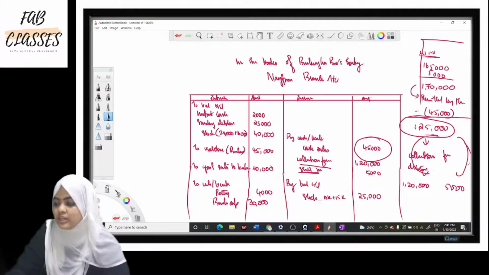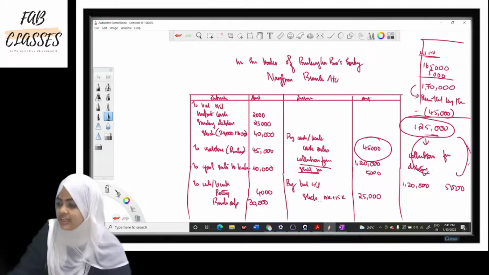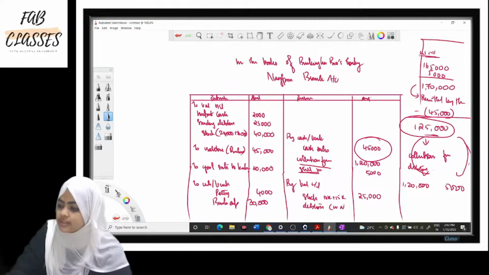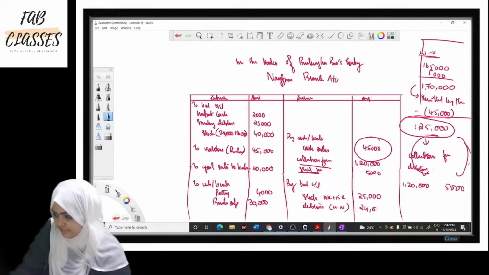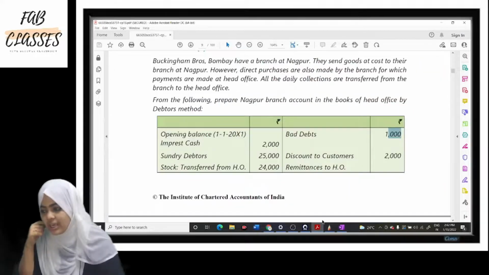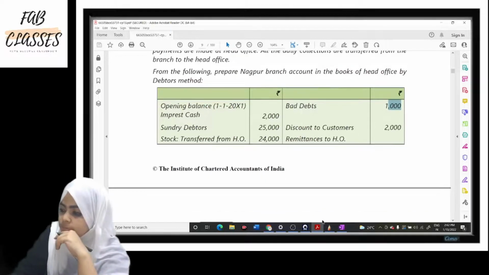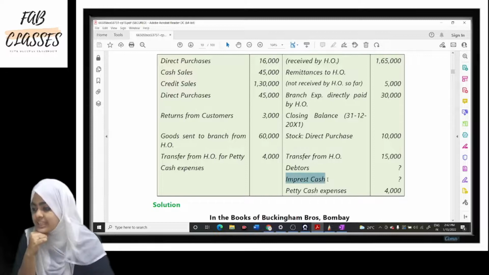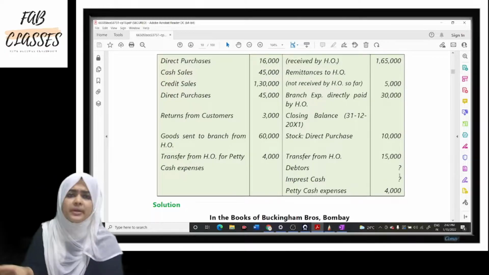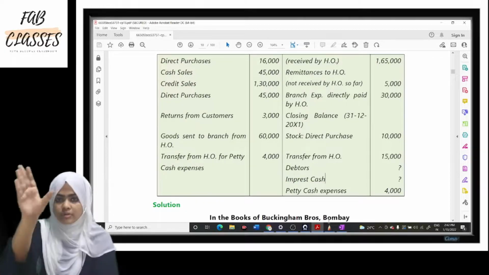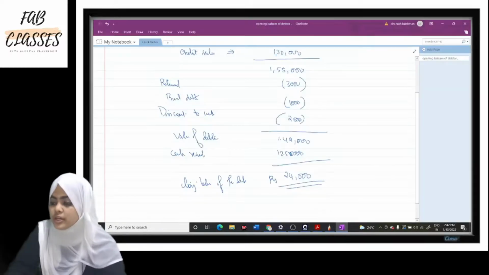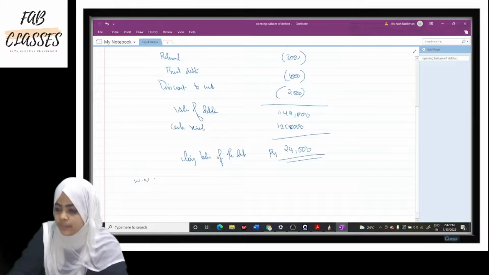So by balance carried out, closing value of stock is already given. What have we found out now? Closing value of debtors, 24,000. Okay, and then what was to be found out? Next was the closing value of imprest cash or petty cash. Similar method: look at the opening and what happened in the year, and then we will ascertain the closing balance. So again, working note.